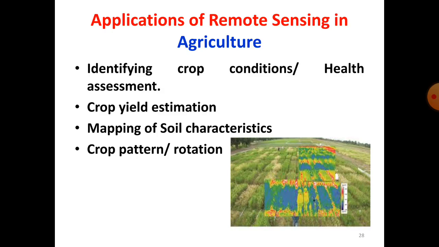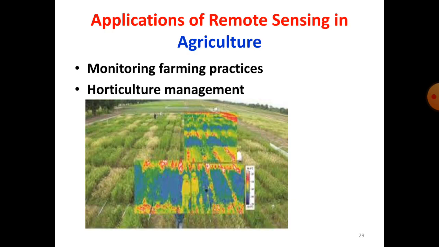And it also helps in the crop pattern. Patterning of crop refers to what kind of crop should be grown in what kind of soil. So this is also related to crop rotation. Then monitoring of farming practices: easily we can identify what kind of crops are having problems in a related geographical area, and the issues can be easily resolved if the information is brought to the notice of the scientific community. Then it also helps in management of horticulture.